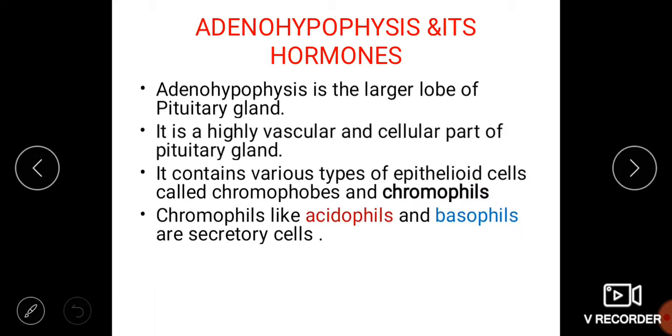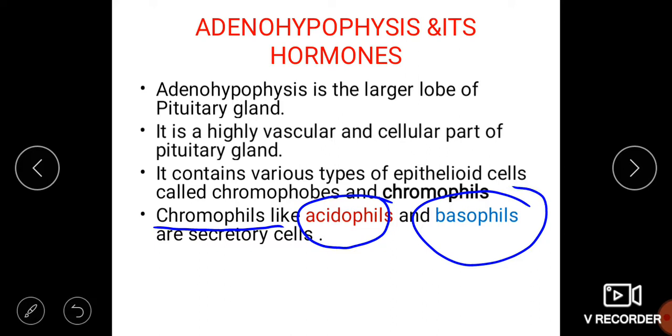The chromophils are acidophils and basophils, which are secretory. Actually, it is the chromophils that produce the hormones, and chromophils are of two types: acidophils and basophils. It is these acidophils and basophils that produce the hormones. That is why they are called secretory in function.